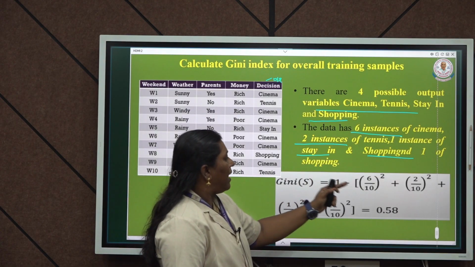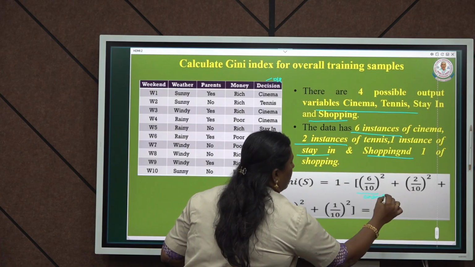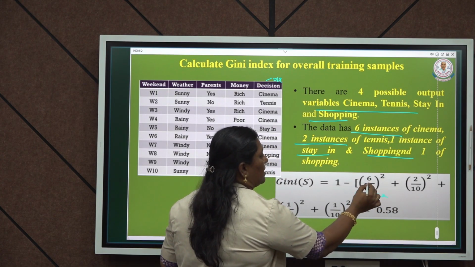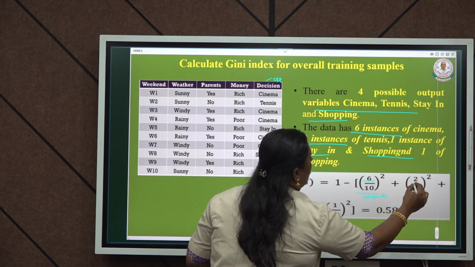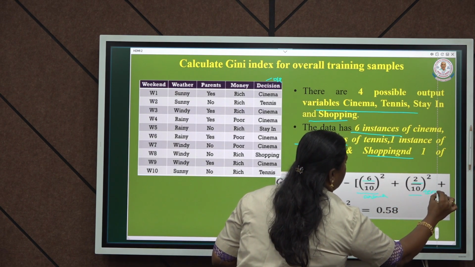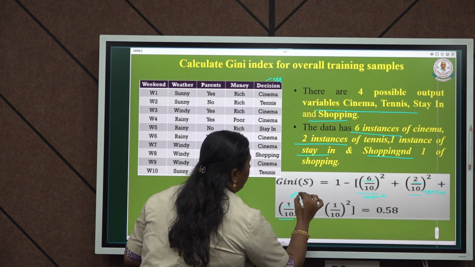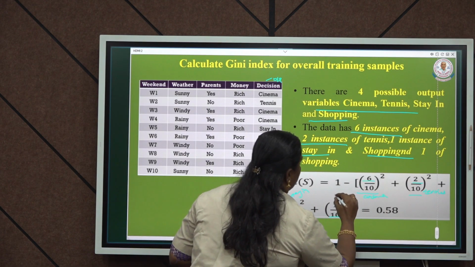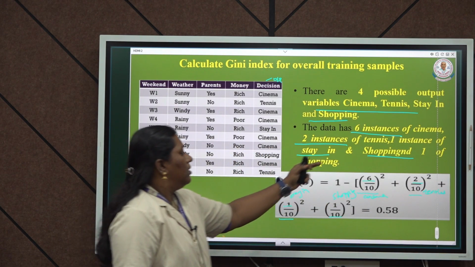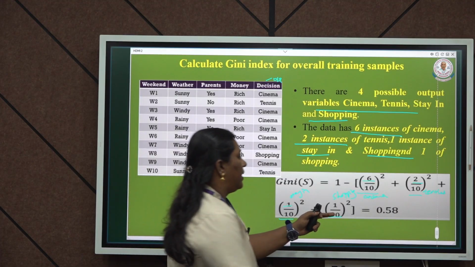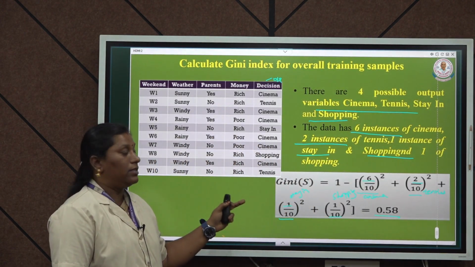Okay. So, 1 minus, this is for cinema. Among 10 instances, 6 hold cinema, then among 10 instances, 2 hold tennis, and among 10 instances, 1 holds staying and 1 holds shopping. After solving this, we will get 0.58 as the Gini over the whole data set.